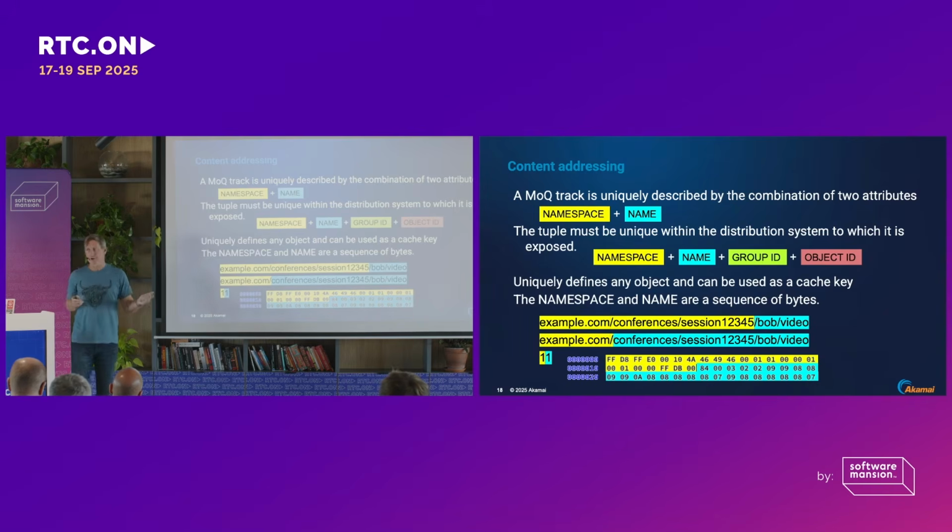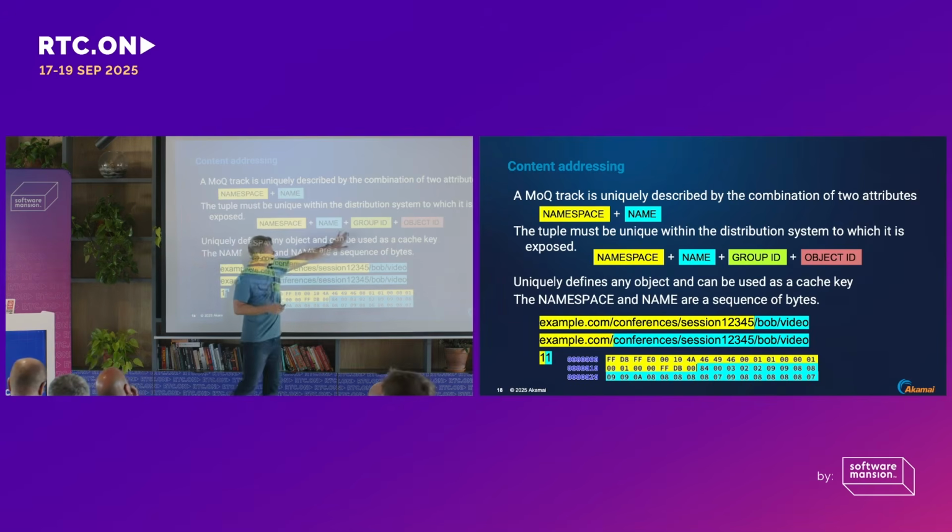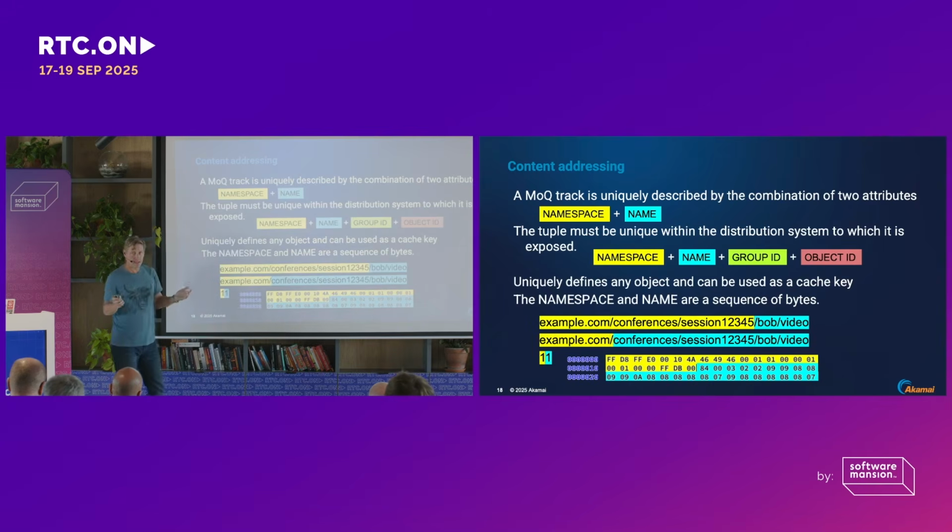But clearly it's going to conflict with other people also calling their track video. So a namespace is literally the namespace in which my name is unique across the distribution network. And the combination of namespace, name, group ID, and object ID uniquely identifies every object in a MOQ distribution. And we can use text for this.